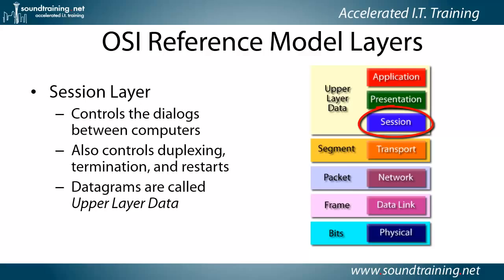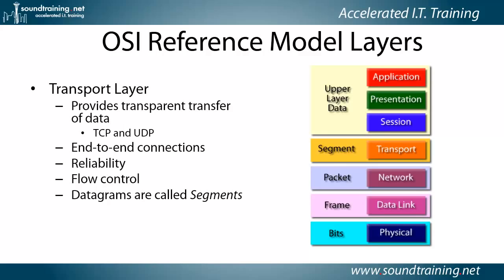Next is the session layer, and it controls dialogues between computers. Handshaking takes place here, for example. It also controls duplexing, termination, and restarts. Datagrams at the session layer are still called upper layer data because, again, the top 3 layers are kind of lumped together. Now we get into the transport layer.